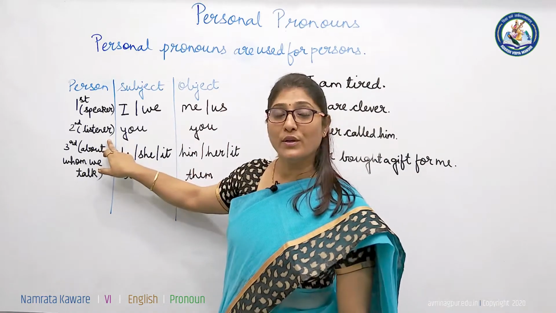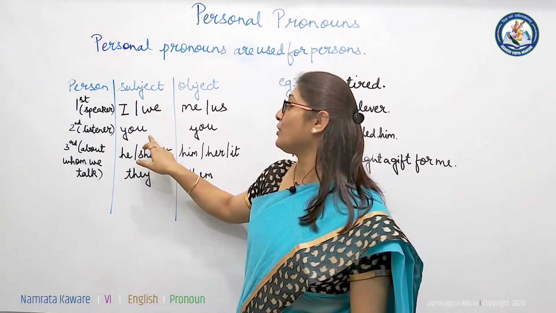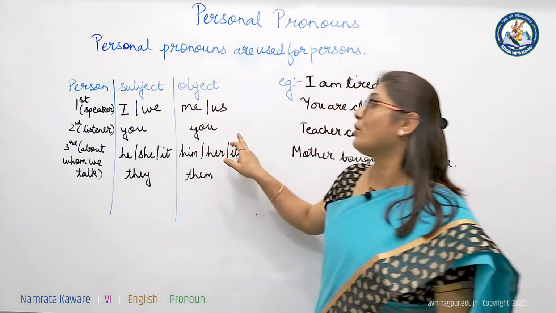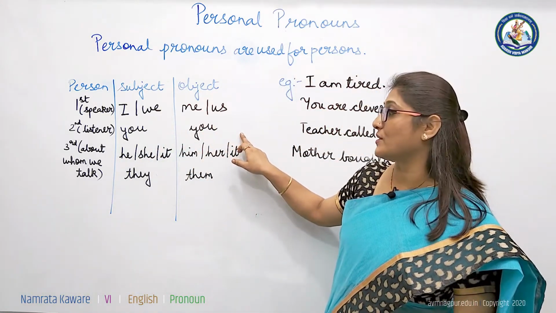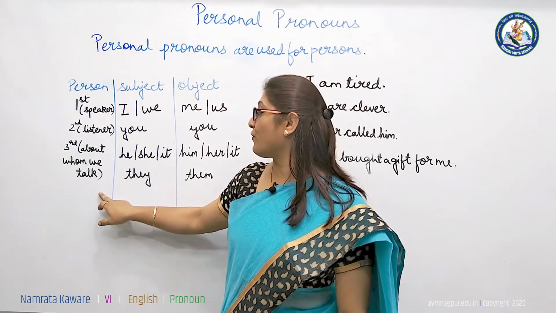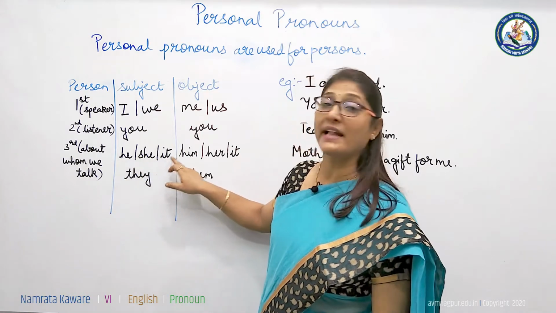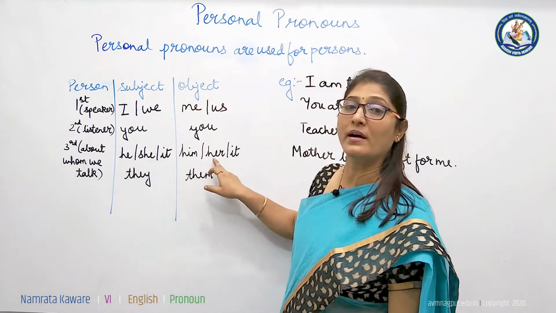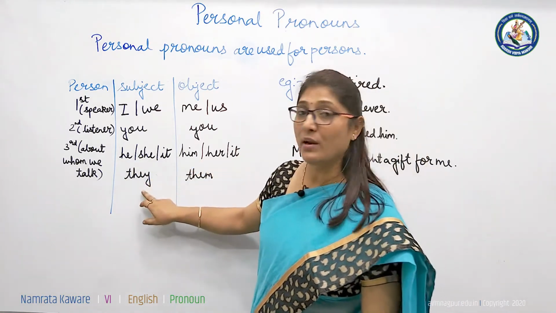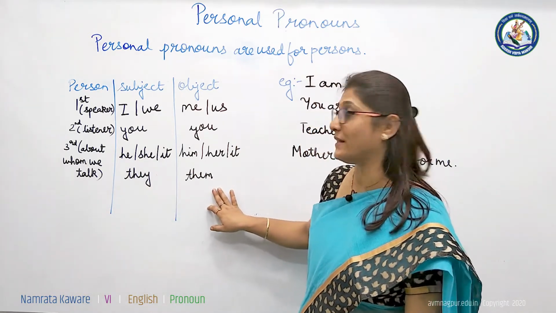Second person, who is the listener, whether it is singular or plural, for both we write you. Same goes in the object's place also. Third person, that means about whom we talk. For singular in the subject's place he, she, it, and in the object's place him, her, it. For plural, we write they in the subject's place, and in the object's place, them.